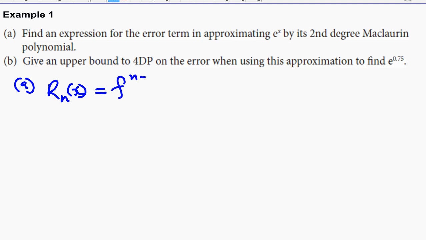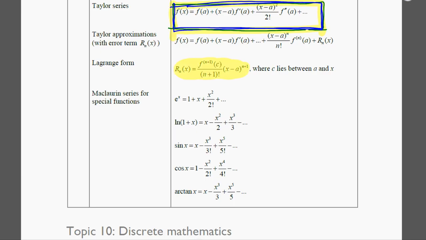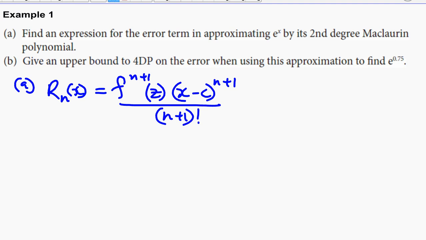So f^(n+1), the (n+1)th derivative of f at z, times (x minus c) to the power n plus 1 over (n plus 1) factorial. And this is exactly the same formula that you have here. All right. So they just want us to find an expression, which is fine. So we just have to find what these are.